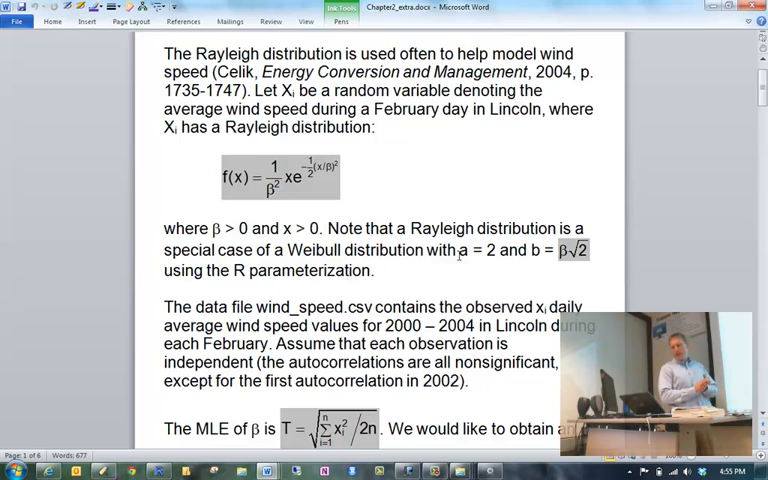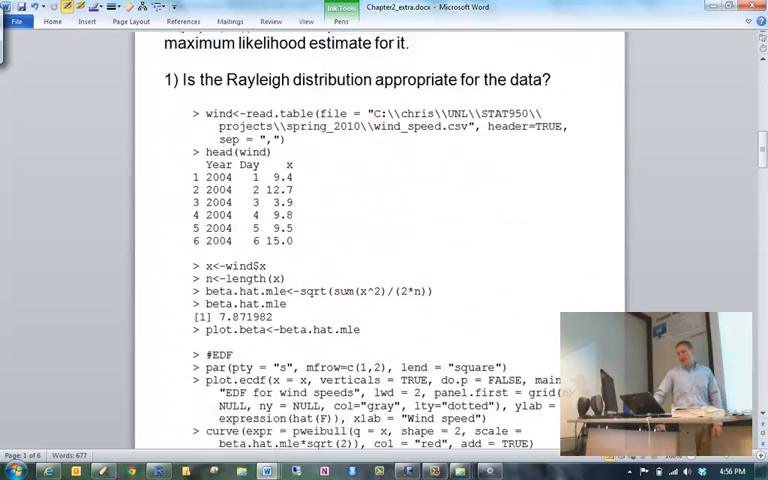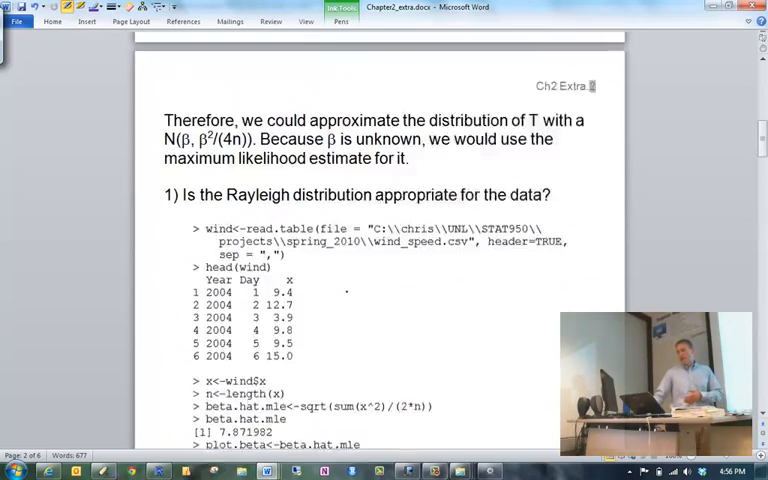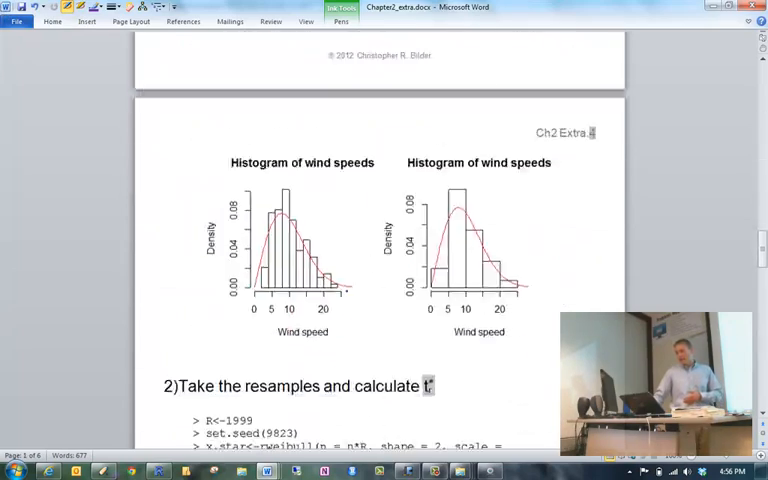If you remember, this dealt with wind speed using the Rayleigh distribution. So this February wind speeds in Lincoln, Nebraska have an approximate Rayleigh distribution. And in this particular case, this is what the Rayleigh distribution looks like. And we were interested in calculating the maximum likelihood estimate for beta, called beta hat. And we simply denoted this by T. And we looked at how one could take resamples and stuff.